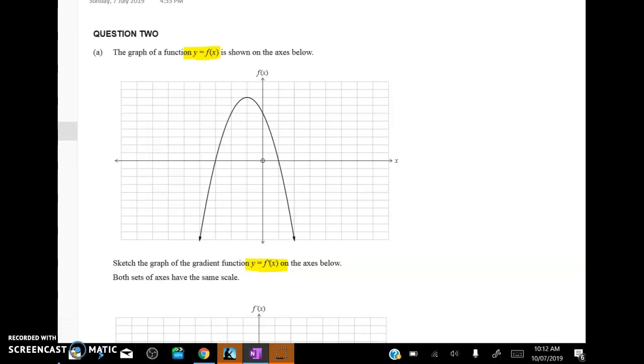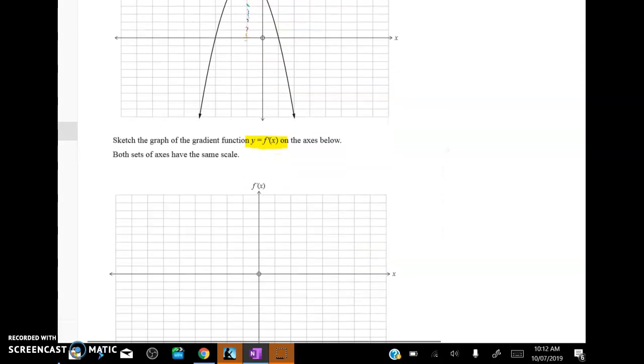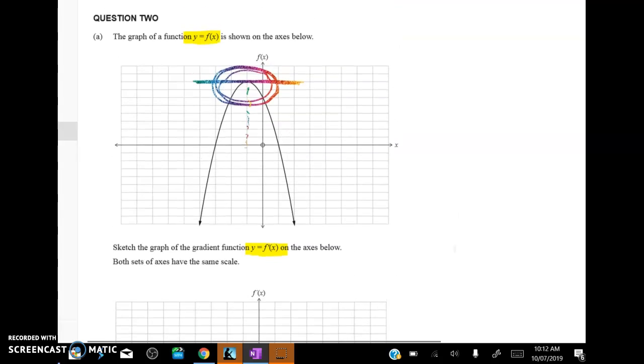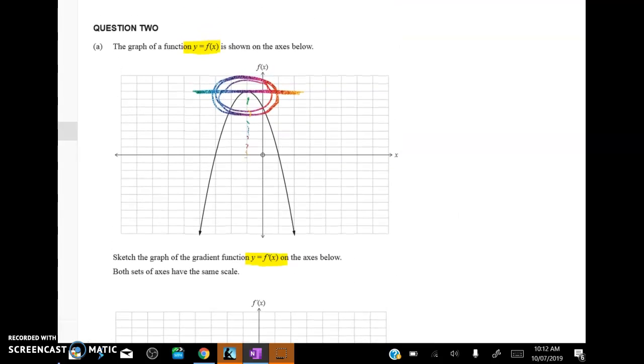So the easiest thing to do is to look for the place where we have a maximum or a minimum, because we know that here, where I'm drawing in a tangent that is horizontal, the gradient function must be 0. And that's the first point that we're going to put onto our graph down below. So at x equals -1, we've got a gradient of 0. Now let's look at what the rest of the function looks like.